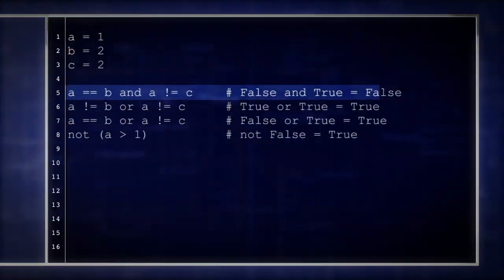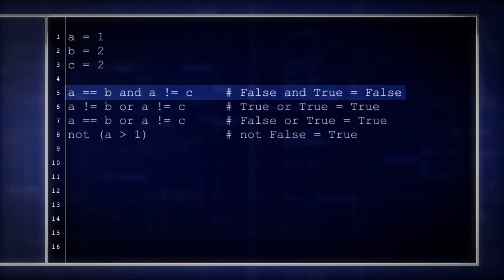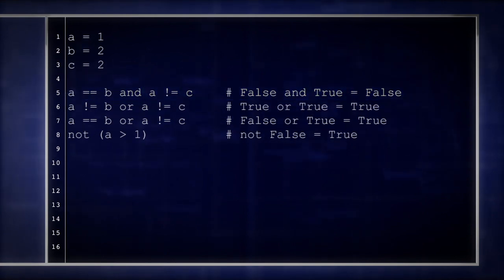Let's look again at some simple examples with variables a, b, and c. The first statement combines a false statement, that a and b are equal, with a true one, that a and c are not equal, using an and. Since an and requires both parts to be true, this overall statement is false.